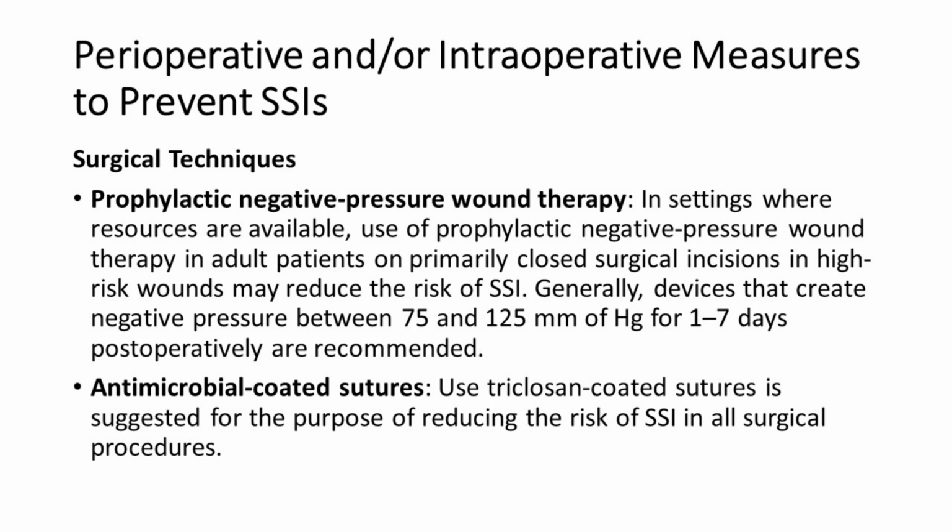Prophylactic negative pressure wound therapy. In some settings where resources are available, use of prophylactic negative pressure wound therapy in adult patients on primarily closed surgical incisions in high-risk wounds may reduce the risk of surgical site infections. Generally, devices that create negative pressure between 75 to 125 mm of mercury for 1 to 7 days post-operatively are recommended.